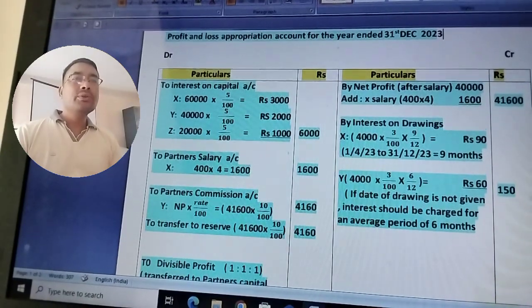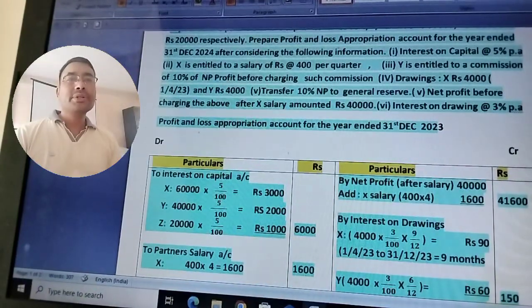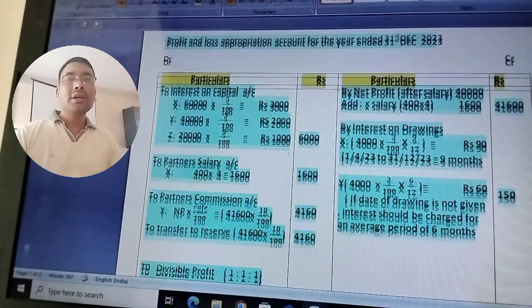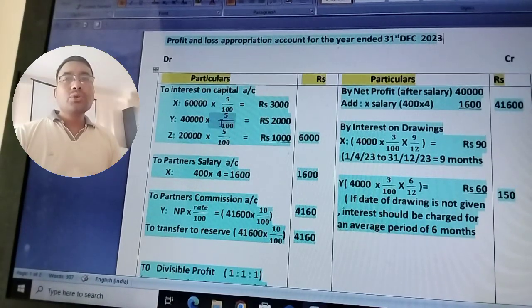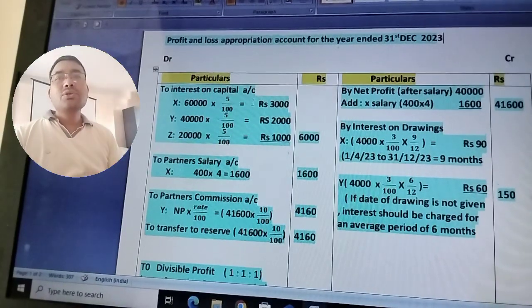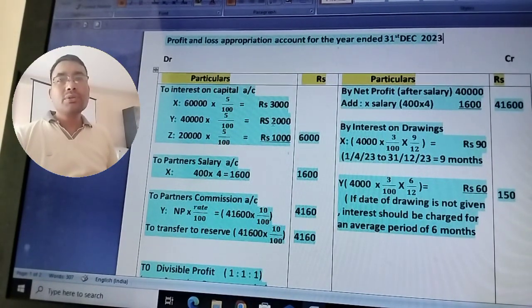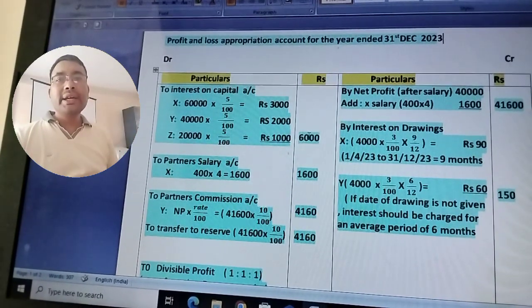The next item given in the question is interest on capital at the rate of 5% per annum, and the partners' capitals are given as 60,000, 40,000 and 20,000. X's capital is 60,000, Y's capital is 40,000 and Z's capital is 20,000. The rate of interest is 5%, 5%, 5%. So 5% of 60,000 is 3,000, 5% of 40,000 is 2,000, and 5% of 20,000 is 1,000. Altogether you will get 6,000.